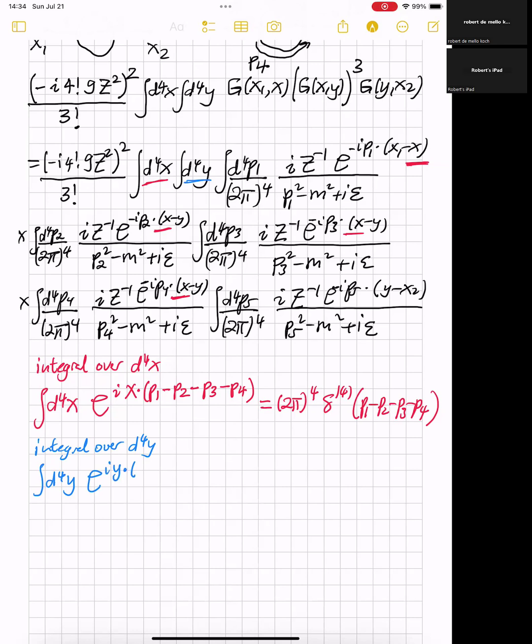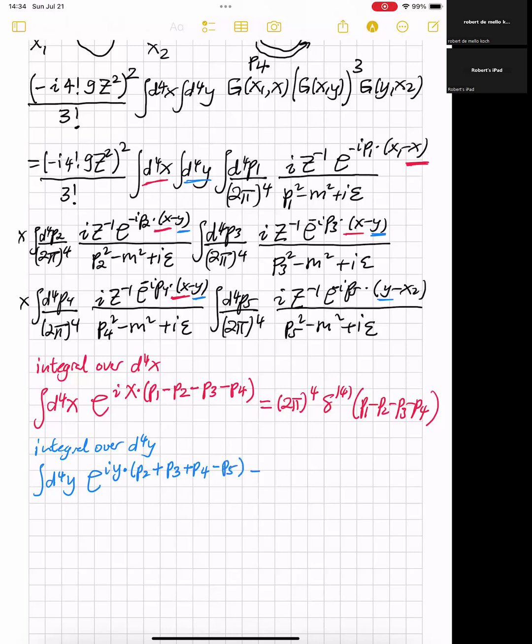And now let's see what terms we have. Well, there's a y sitting there. There is a y sitting there. There is a y sitting there. And there is a y sitting there. So what will we have? We'll have, from the first one, P2 plus, from the second exponential, P3, from the next exponential plus P4, and from this last exponential, notice that this is an e to the minus I P5 dot y. So we'll have minus P5, okay?